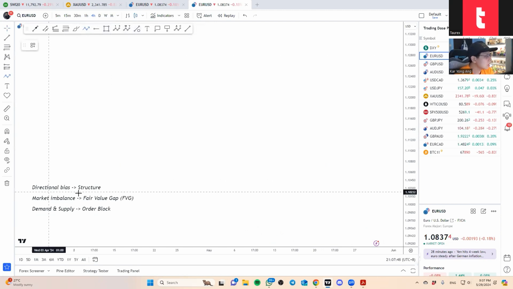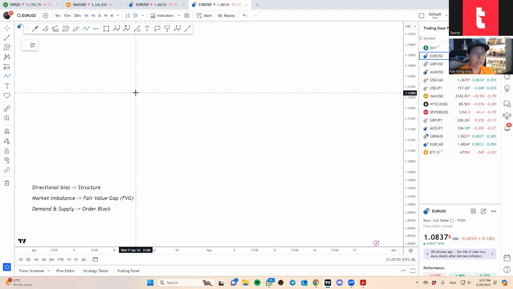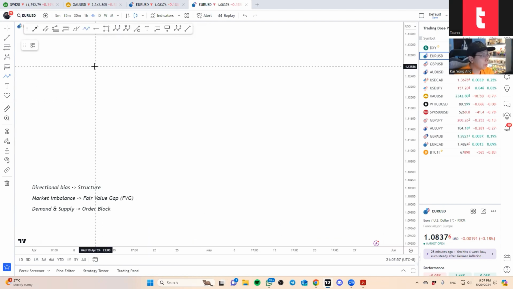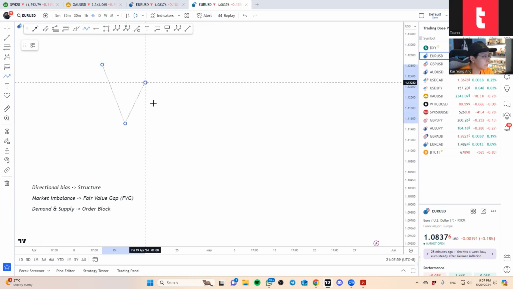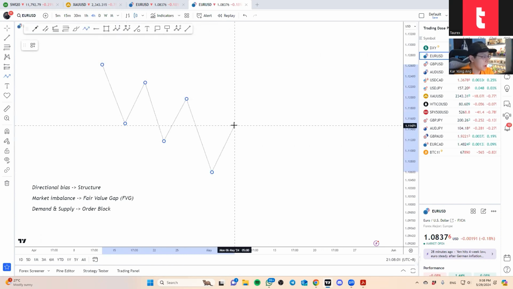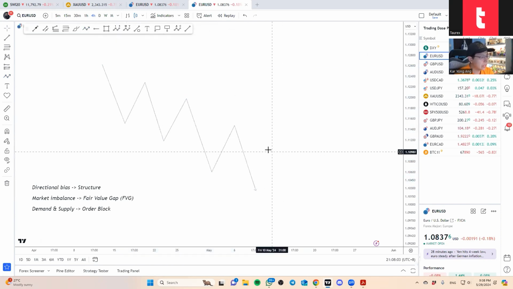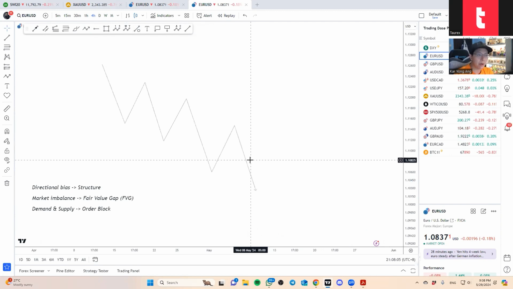Okay, now let's talk about directional bias and talk about structure. The first thing you want to understand is the market tends to move in swings. Whether it is going up or coming down, the market often moves in waves, up and down, up and down, up and down. As it's coming down, it can develop something like that. It's never going to be one way straight up or straight down. It's going to be bouncing up and down.